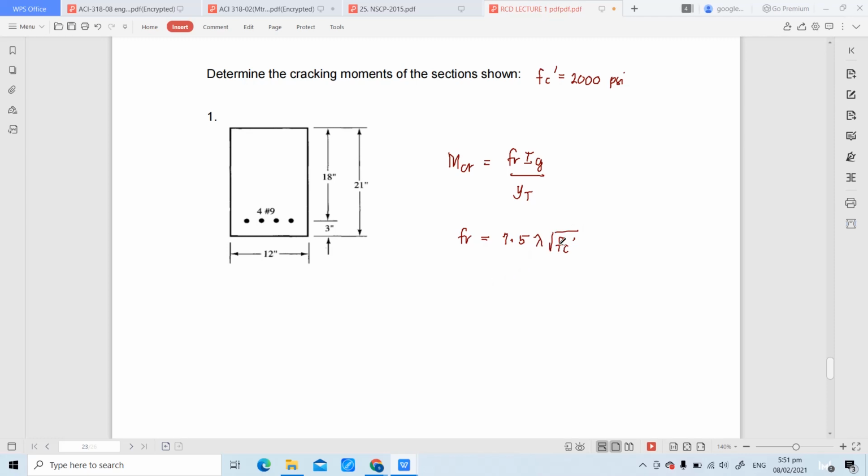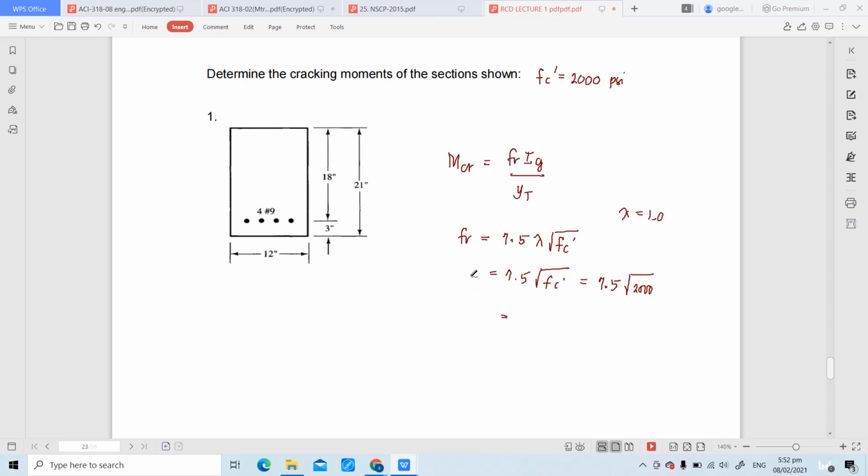No? Ang lambda, pag walang binibigay na klase ng concrete sa problem, you have to assume that is normal weight concrete. No, pag normal weight concrete, ang lambda is equivalent to 1.0. No, kaya yung formula nagiging 7.5 square root of FC prime. No? Ang FC prime binigay na sa problem. So that is 7.5 multiplied by square root of 2,000 PSI.